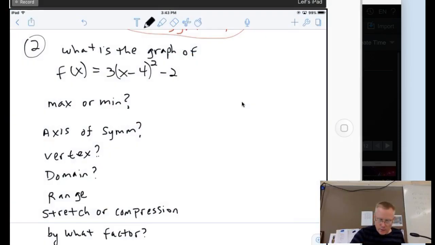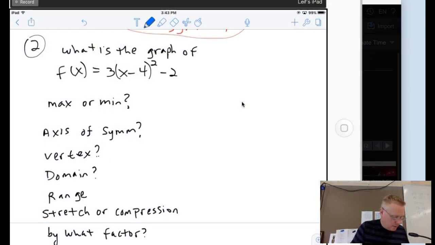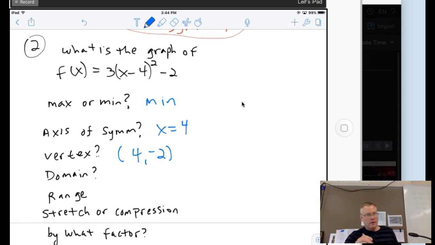I think I will when I do the domain and range. All right, so if I'm doing this, we already said that graph opened up, so it's going to be a minimum. And we said the vertex was (4, -2). Axis of symmetry was x equals 4. We're flying right through that.